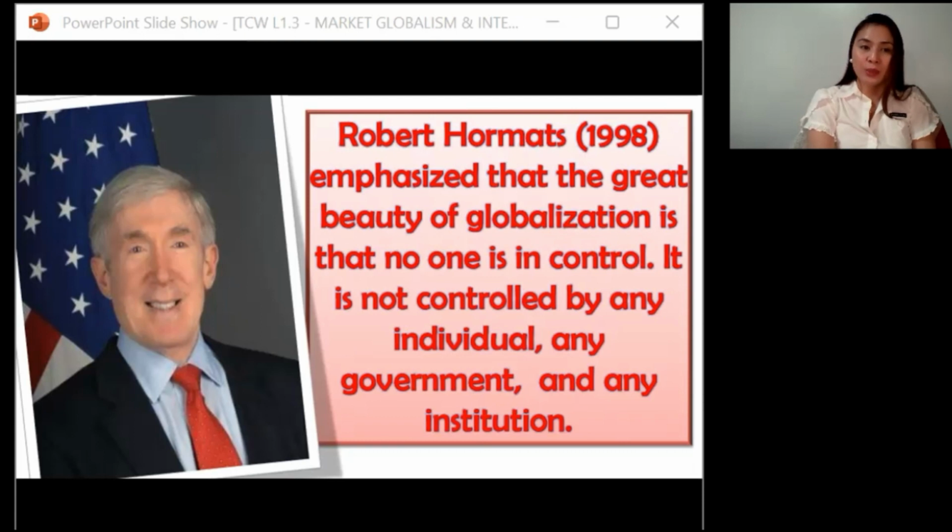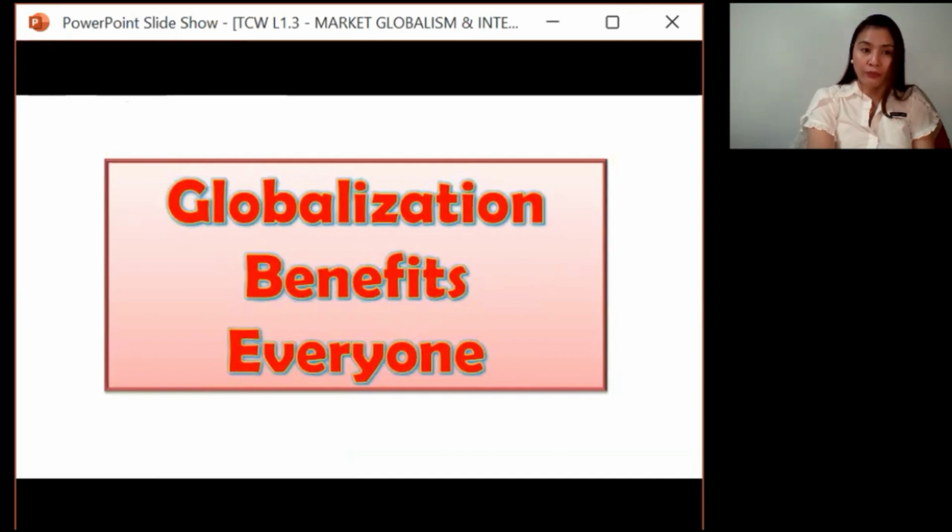Okay, so the next one is that globalization benefits everyone. So of course, we will agree on this one. We will strongly agree on this one because the G7 summit of 1996 says that economic growth and progress in today's interdependent world is bound up with the process of globalization. In this case, basically, globalization provides great opportunities for the future, not just for one country, but for all other countries in the entire world.